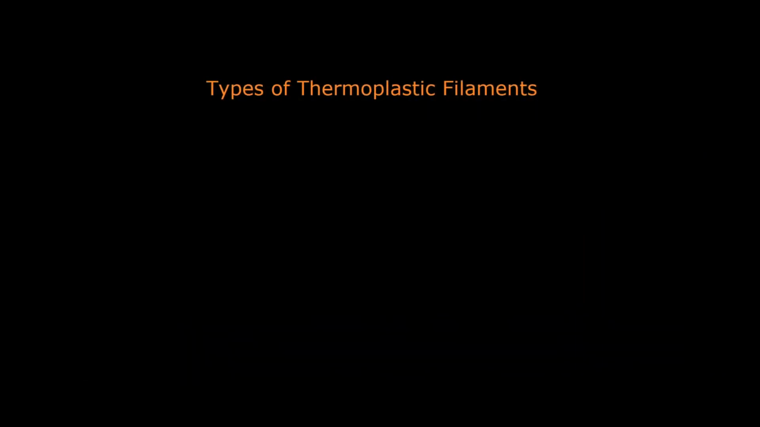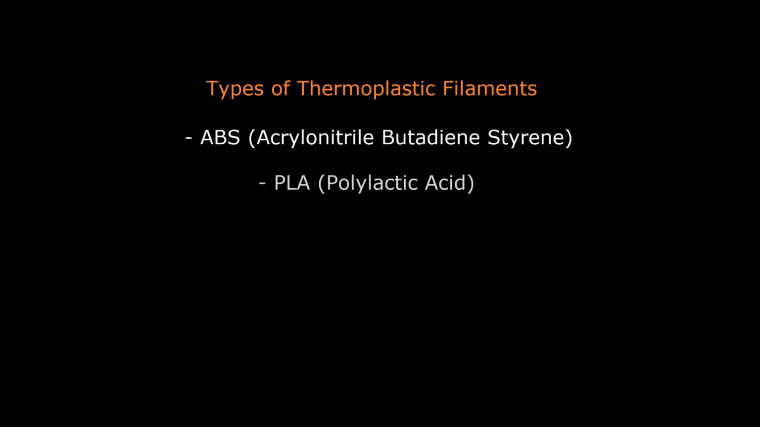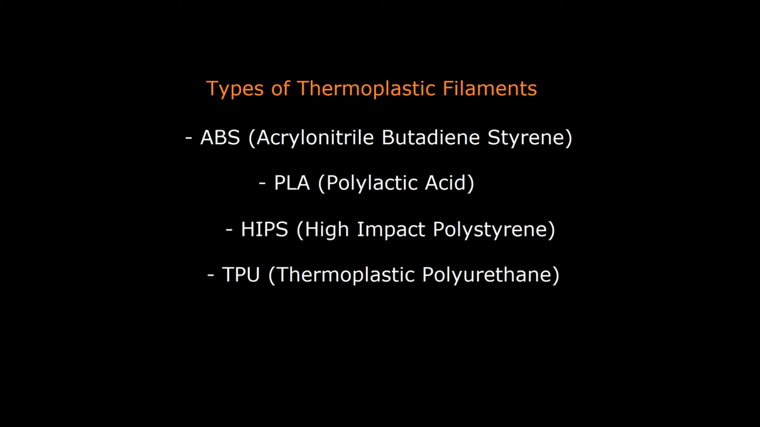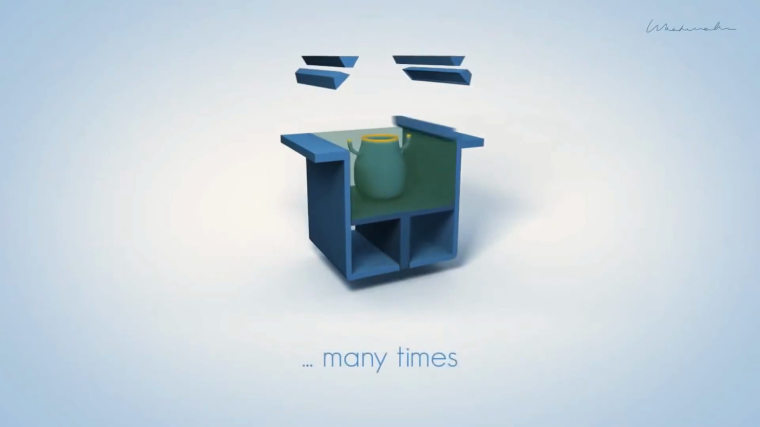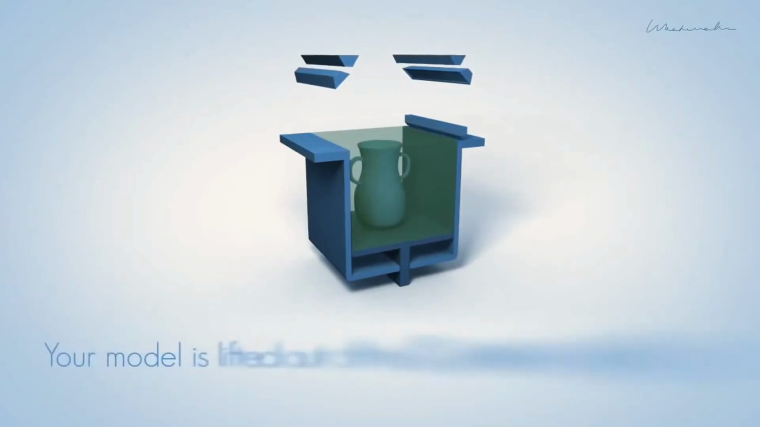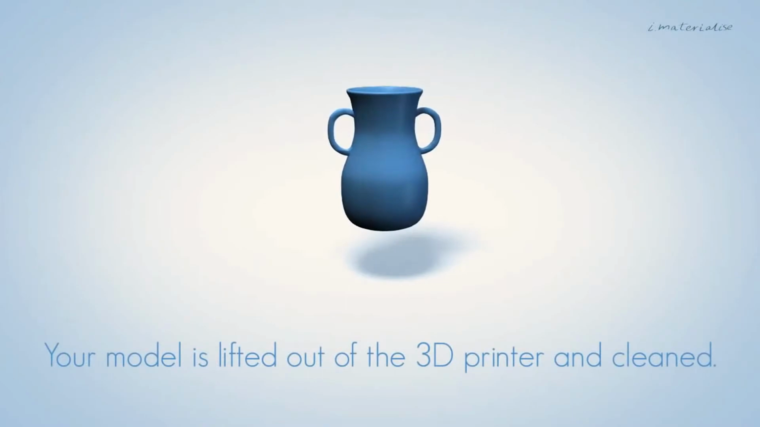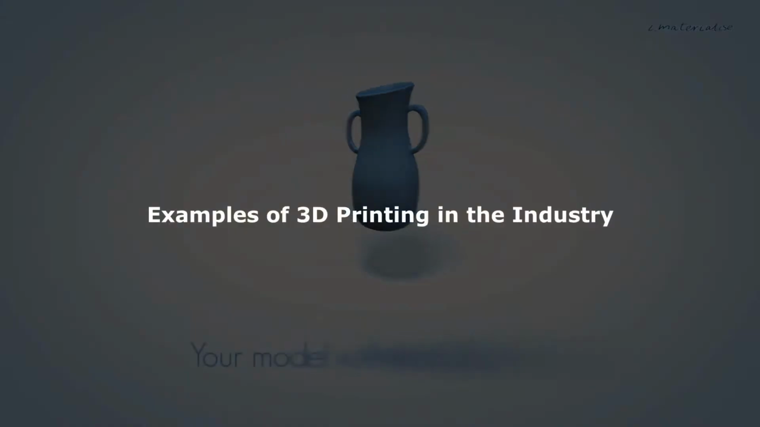Now, there are several types of thermoplastic filaments that you can choose from. Such examples are ABS plastic, PLA plastic, HIPS plastic, and even TP plastic. Now, 3D printing has revolutionized the innovation process. It has allowed companies to quickly make a prototype, test it, break it, and then tweak the design and try again. Now, what are some examples of 3D printed hardware that we can see today in the industry?